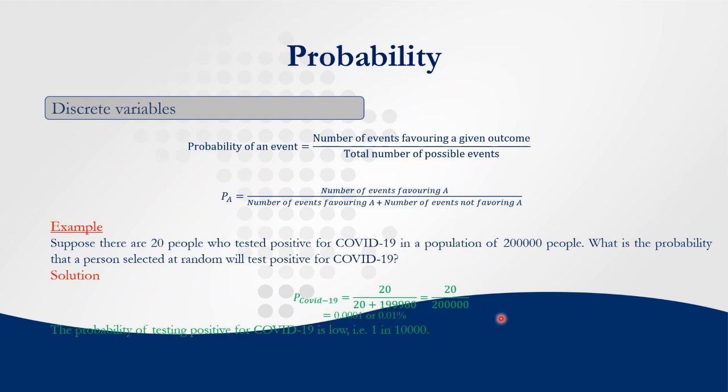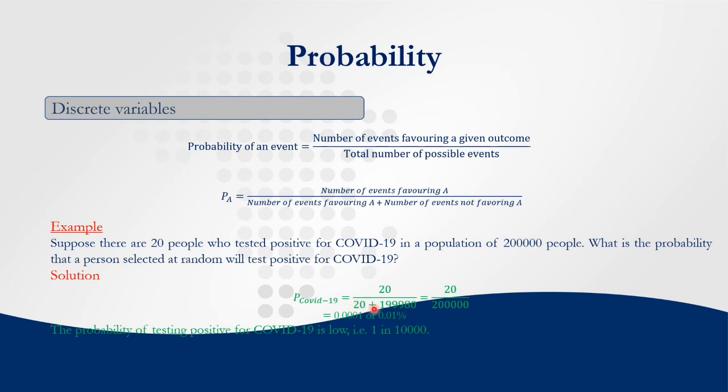So the probability that if we select someone, they will come up positive is very low, which is 1 in 10,000. So 0.01% or 0.0001. I hope you get the idea that you look at the outcome of interest, and then you look at the possible outcomes or possible events. That would be what you are dividing with.